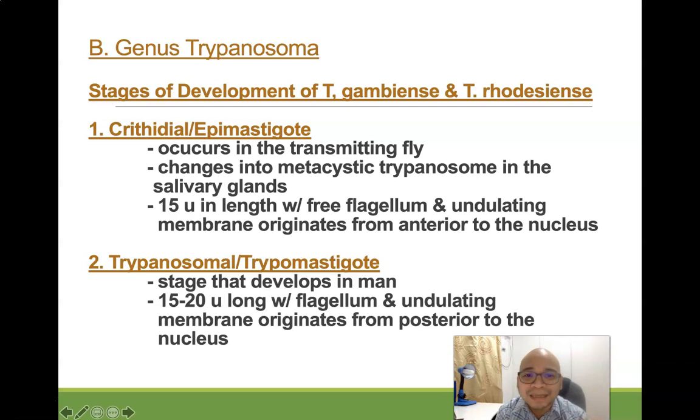And it also originates anterior to the nucleus. Take note that the epimastigote stage would already have an undulating membrane. What is an undulating membrane? Morphologically speaking, an undulating membrane is like a thickening at the side of the cell of the protozoan. So I will show it to you later on. And then the one that is seen in humans, we call it the trypomastigote stage or the trypanosomal stage. So 15 to 20 microns, okay, with flagellum and undulating membrane. This time it originates posterior to the nucleus. Okay.